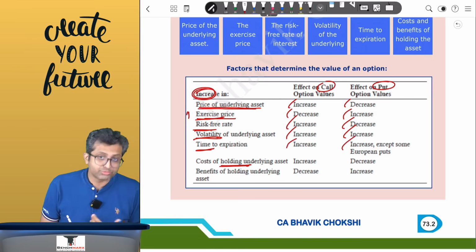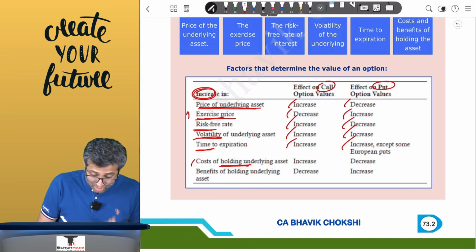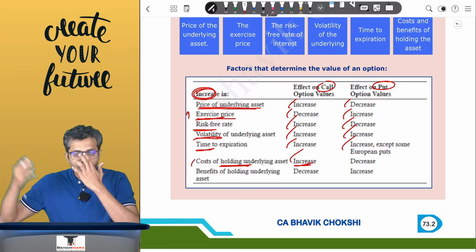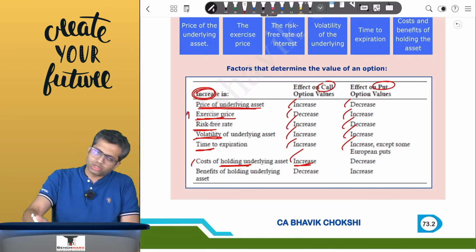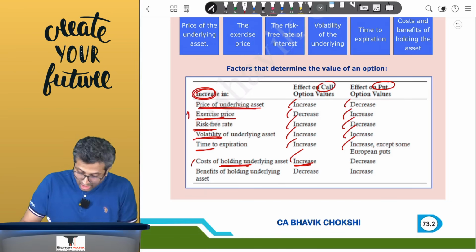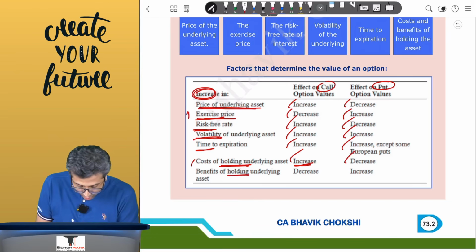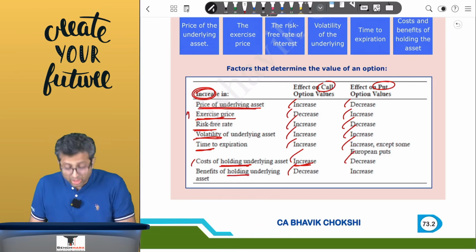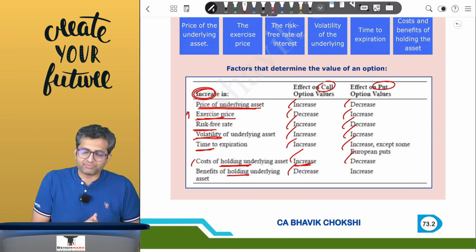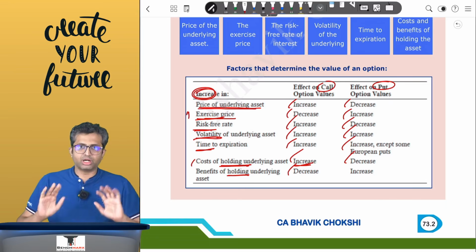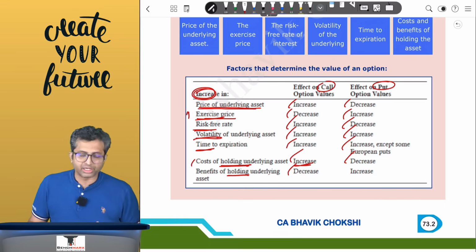Cost of holding an underlying asset. This is like a storage cost. For example, if that cost becomes more and more costly, then in case of a call option, the value will increase, because you are giving a right to buy it to someone and you are incurring that cost as a spot holder, so you will charge a higher value. And this will be decreased for a put option. Benefits of holding the asset is exactly the other way around, because in case of a call option, the spot holder who is holding the asset will get the benefits, and with a higher income, the holders of the call option will be ready to pay less.